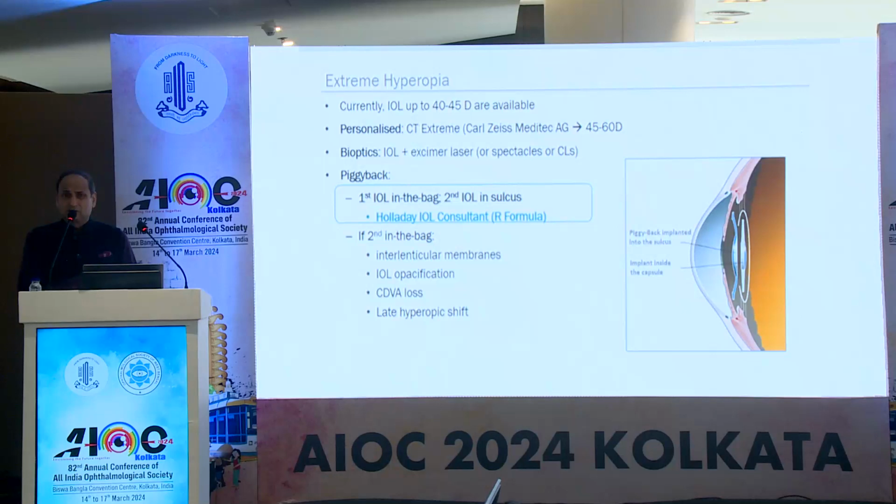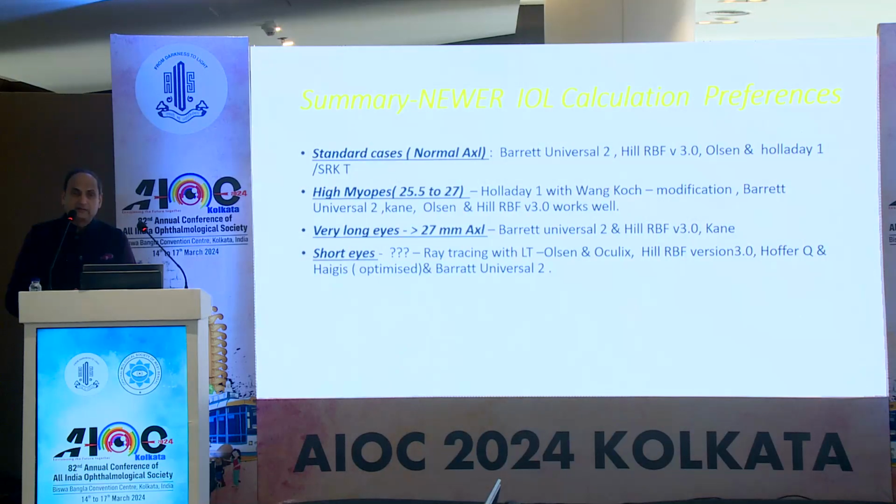And what are the challenges of extreme hyperopia? Well, if you end up with an IOL power of 40 to 45, you might actually not get the IOL company giving you that much power. You might have to have a piggyback IOL, and the piggyback IOL also has its own problems. So in summary, for short eyes, standard cases, Barrett Universal 2, Hill RBF version 3.0, Olsen and Holladay 1 or SRK/T are the standard formulas that we can use.